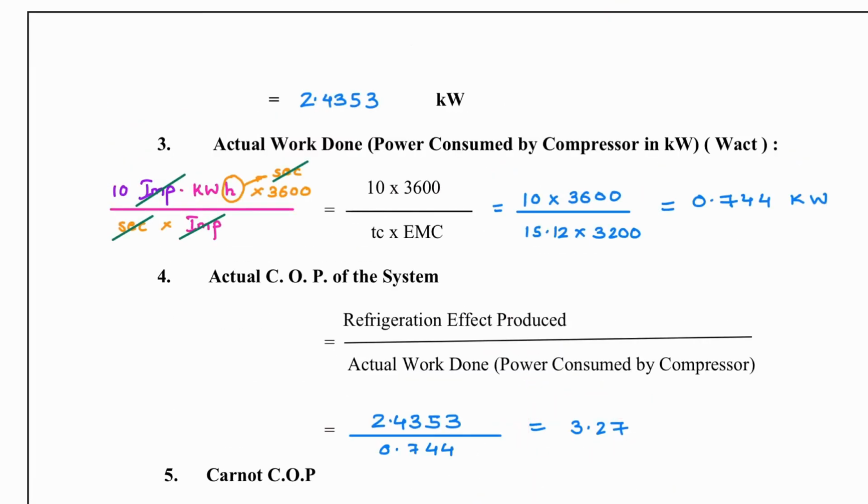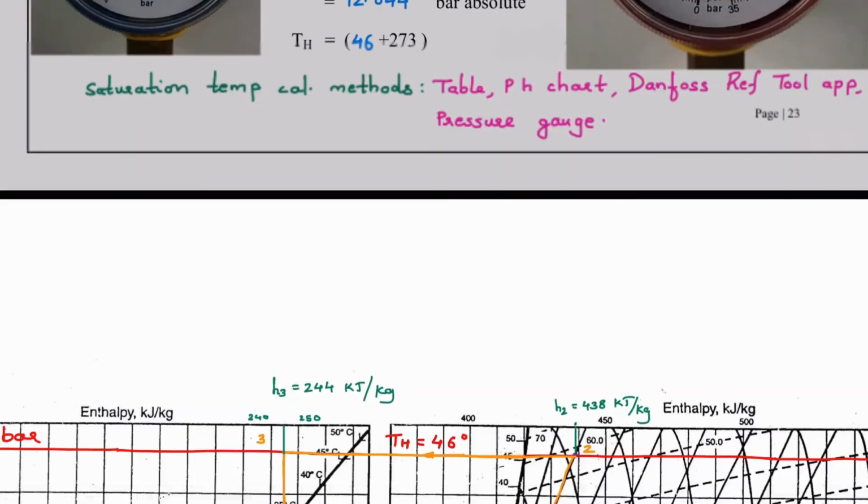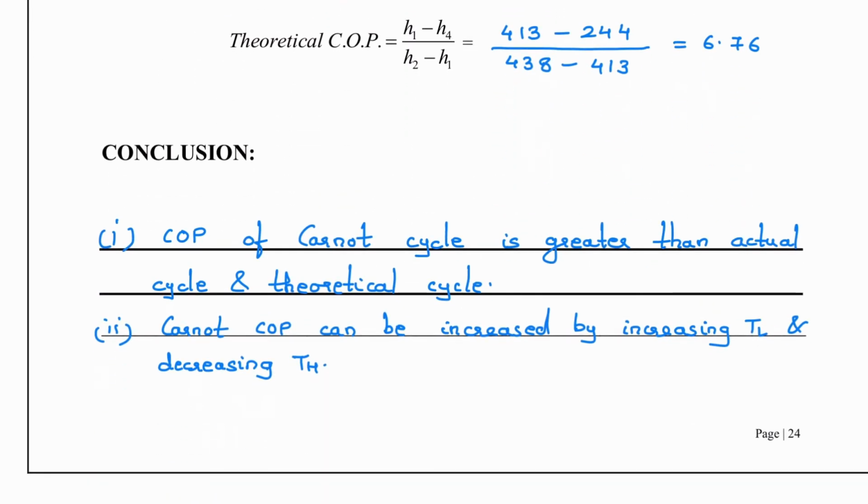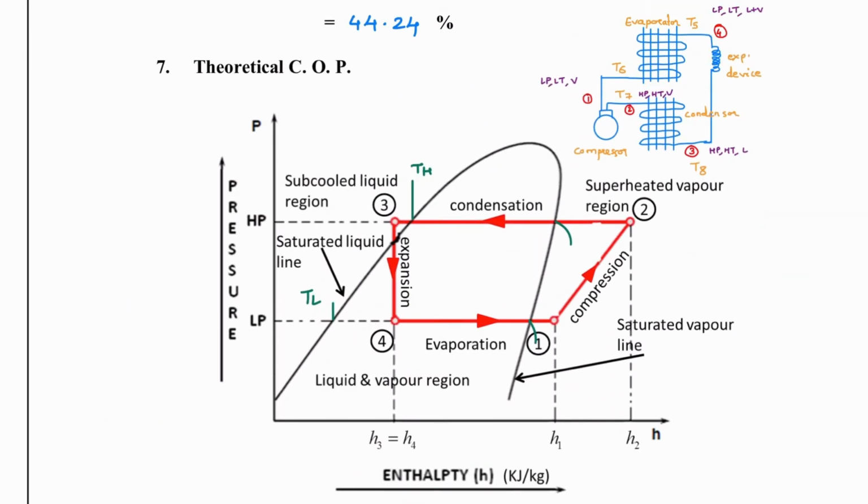Now based on this we can write down the conclusion. What is the conclusion of this experiment? The COP of the Carnot cycle is greater than the actual and theoretical COP. So the COP of the Carnot cycle is the highest, and then the COP of the Carnot cycle depends on what?